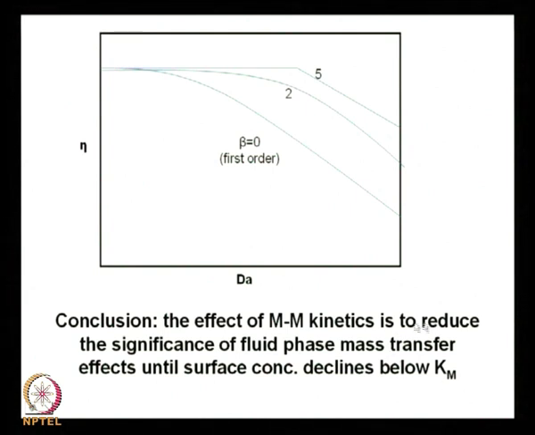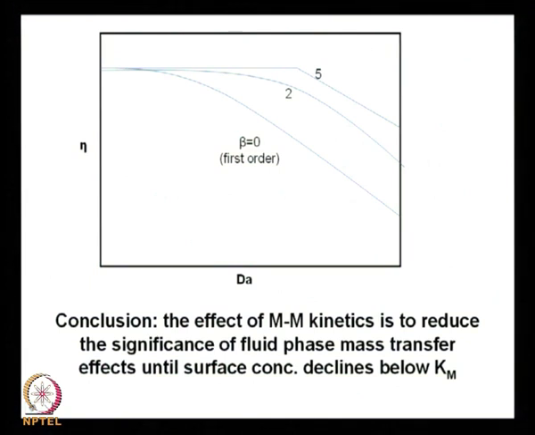So, the conclusion that we have, and this is essentially the conclusion of this chapter also, is that the effect of Michaelis Menten kinetics is to reduce the significance of fluid phase mass transfer effects until surface concentration declines below Km. Okay. So, what do you mean by until surface concentration declines below Km? What it means is that if the reaction is very fast and the substrate is being depleted very fast, then at some point the surface concentration is going to decline below that value. Unless that really happens, unless in Michaelis Menten kinetics the surface concentration decreases to that kind of value, it always improves.